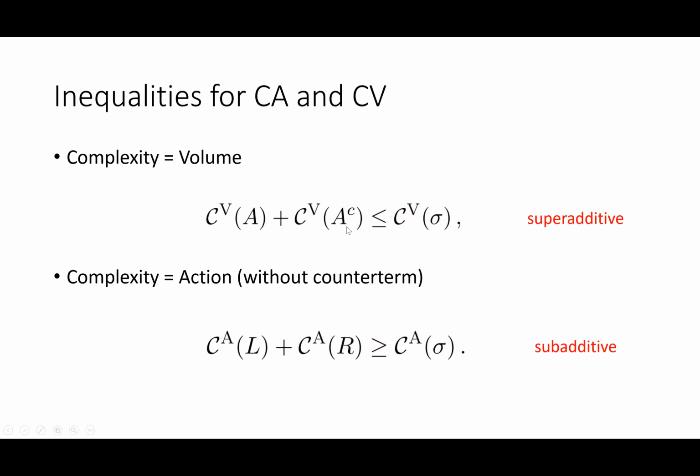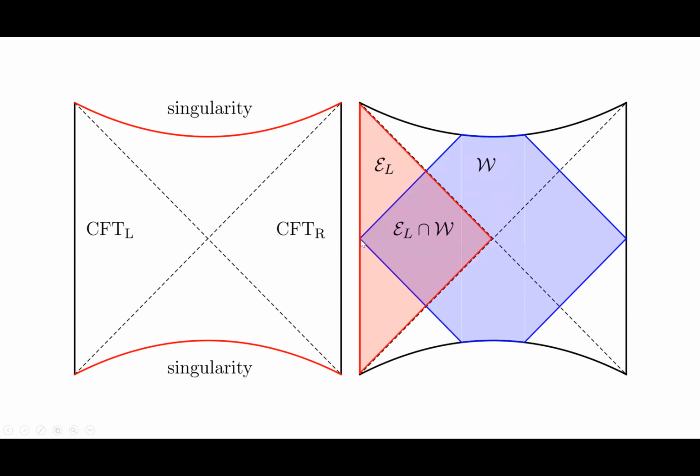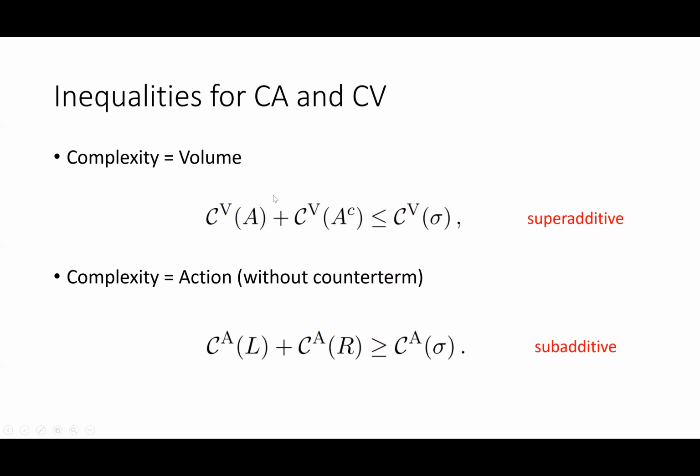And in fact, at zero time, as evident from this picture, the complexity of the thermofield double is just the whole length across the time equals 0 slice. The complexity of either side from the volume point of view is just half of that. So twice the subsystem complexity of the left is equal to the complexity of the total thing. So it actually saturates this inequality at time 0.